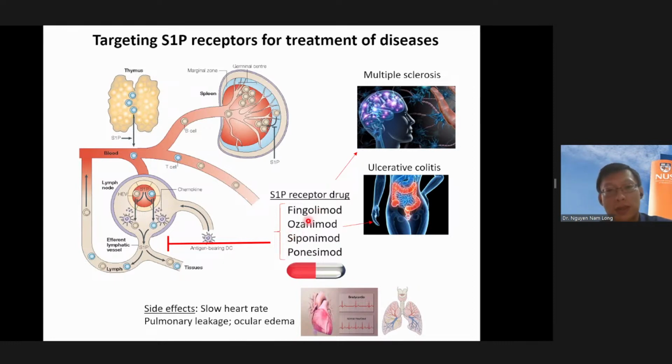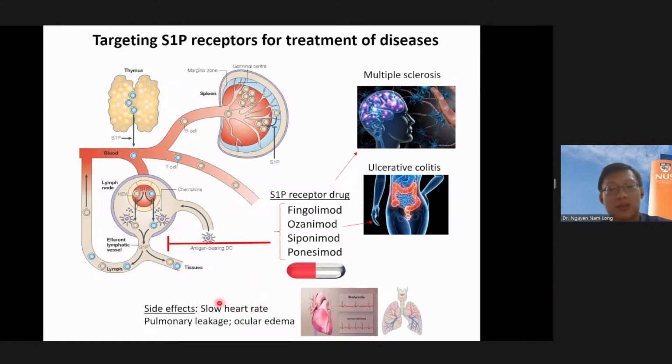The problem for these drugs is that they create quite severe side effects, like slow heart rate, pulmonary leakage and even ocular edema. What happens to the patient is that patients are usually allowed to take the drug, but they have to stay in the hospital for a day so that they can be monitored for the heart rate. If they pass this health check, they can actually take the drug. If their heart rate has some problem, they have to stop using the drug.